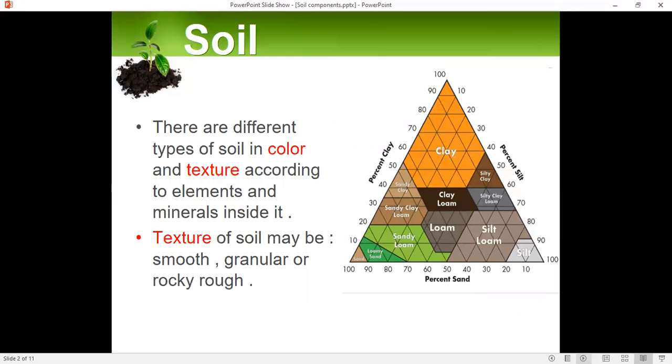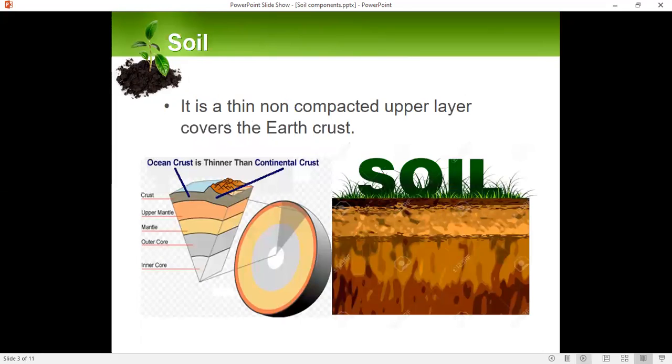Okay, soils are different in color and texture according to the elements and the mineral salts inside them. And the texture of the soil may be smooth, rough, rocky, granular, whatever the texture, whatever the color, the soil is a thin, non-compacted upper layer covering the earth's crust.